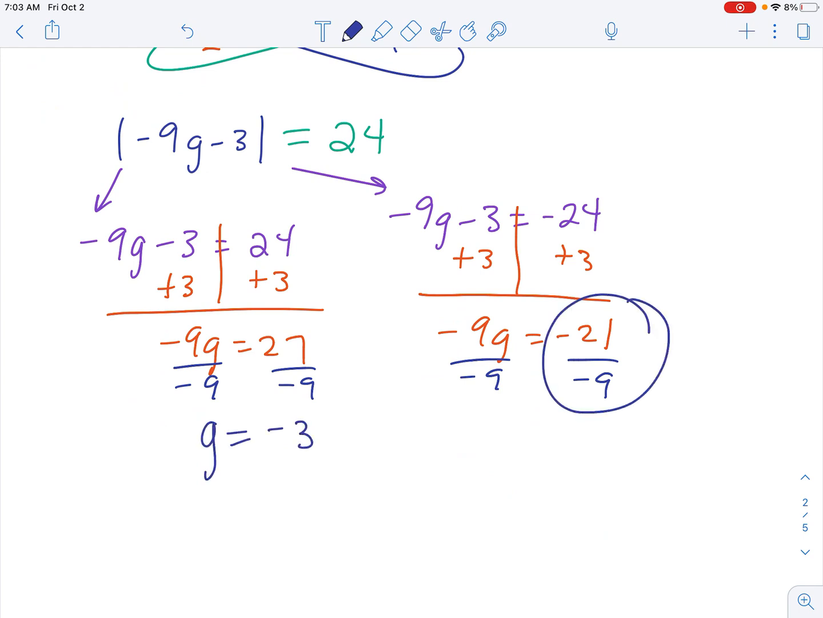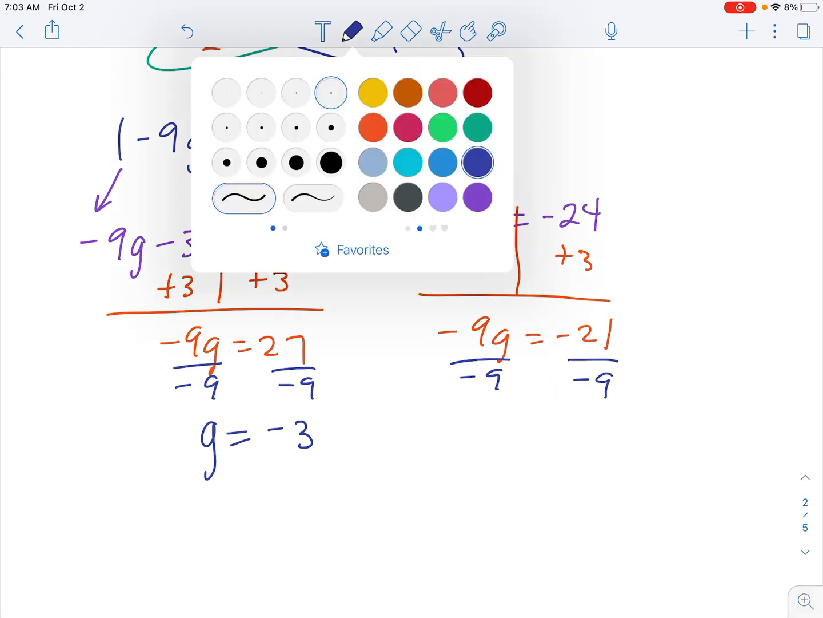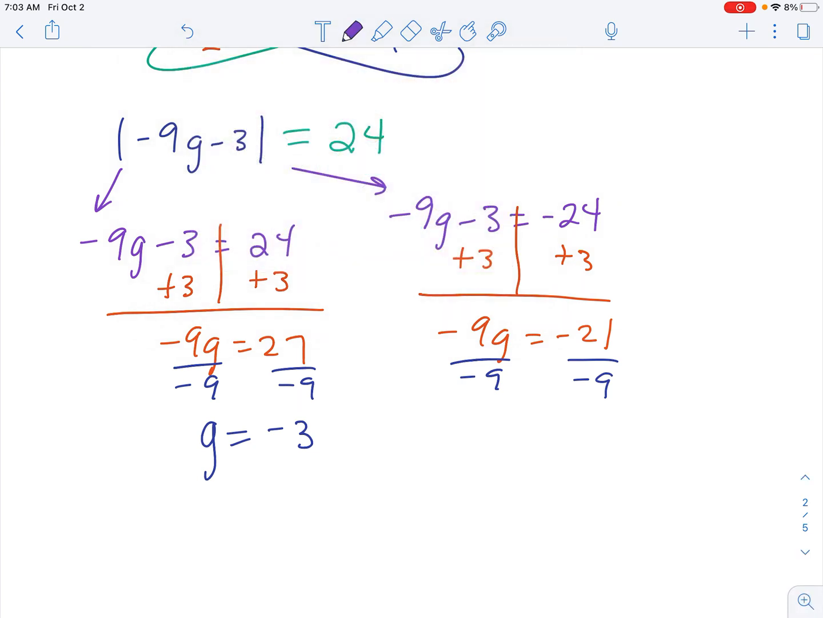Now for this answer, we know that we're not going to get something that comes out as an integer like we did for the first answer. This answer is going to stay a fraction. And what I want you to do is I don't want you to give me a decimal. I don't want you to give me a mixed number. I just want you to give me a simplified fraction.